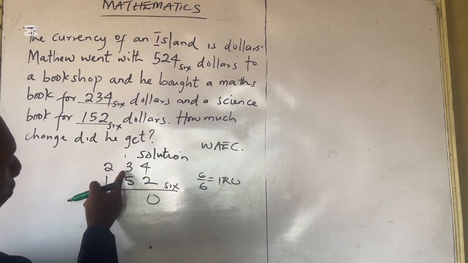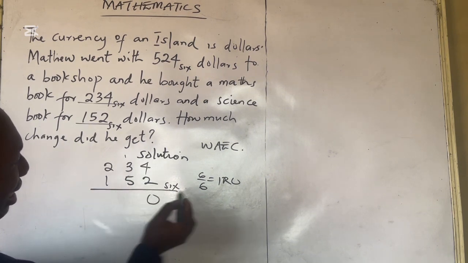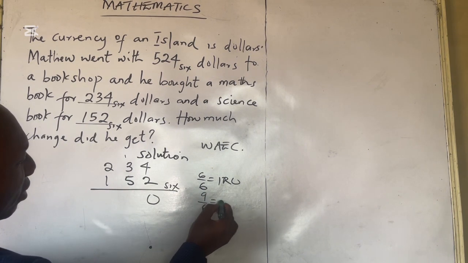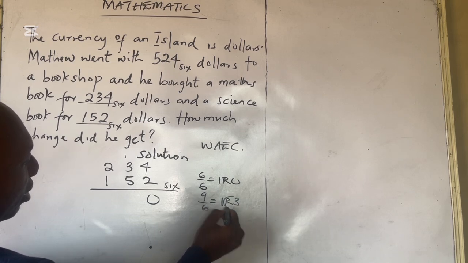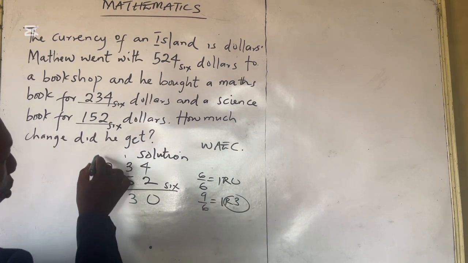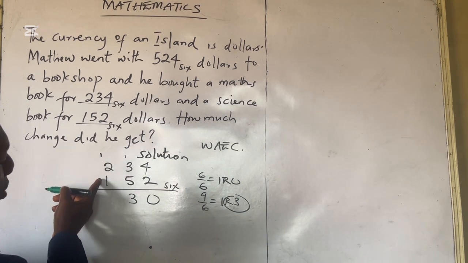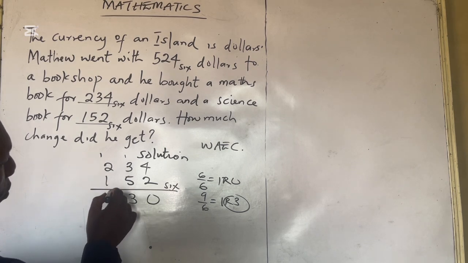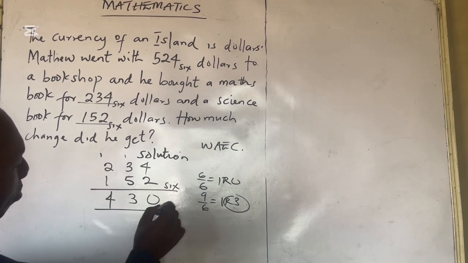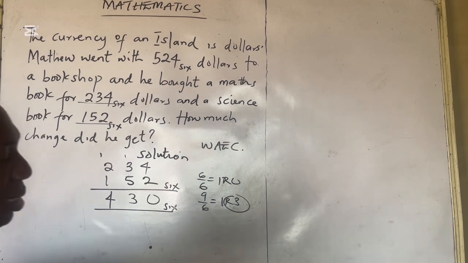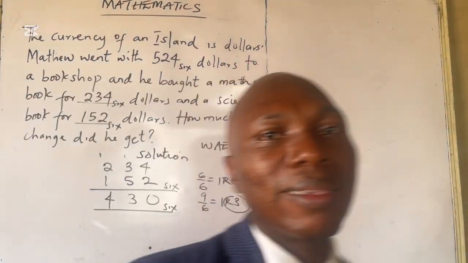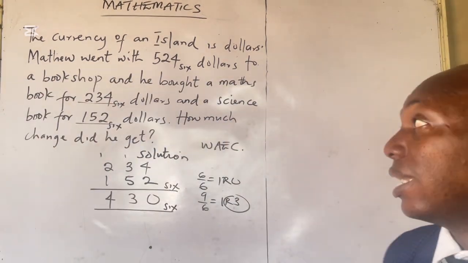1 plus 3 is 4. 4 plus 5 is 9. We can't write 9 here. We have 9 over 6, and that's 1 remainder 3. So we have 3, you carry 1. 1 plus 2 is 3. 3 plus 1 is 4. So 430 base 6. That is the amount he spent buying the maths book and the science book.